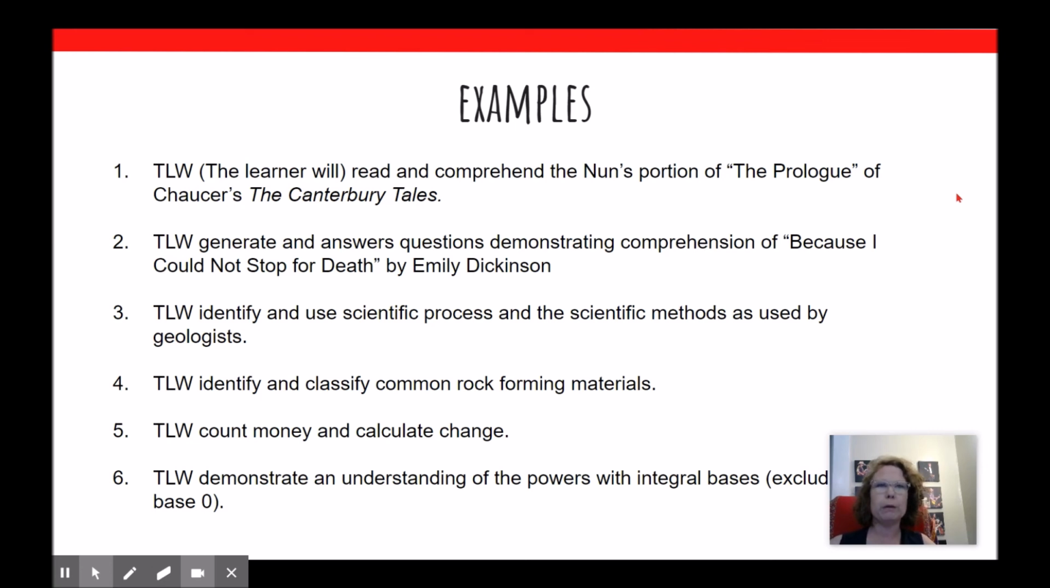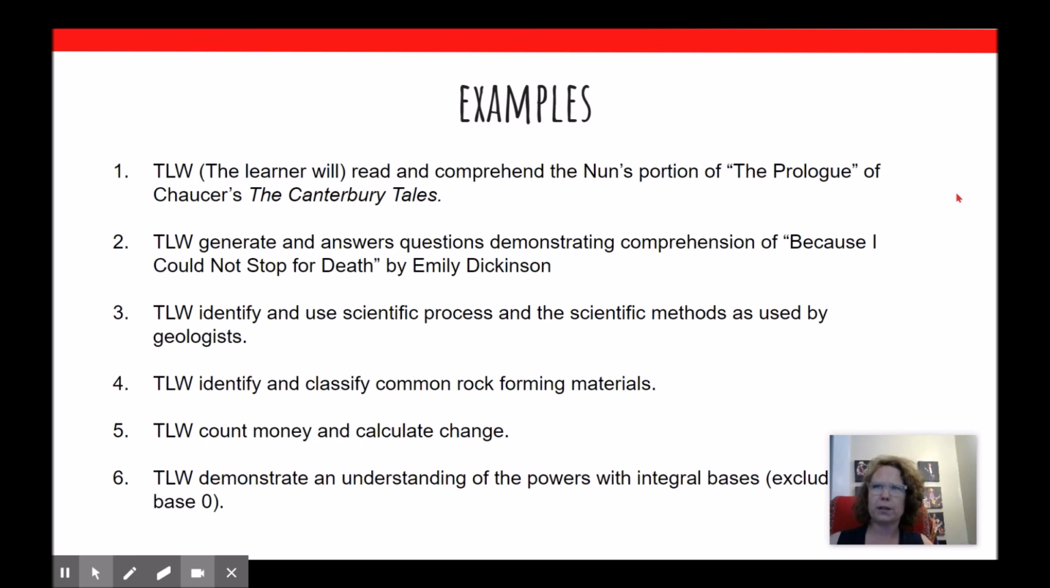The learner will identify and use scientific processes and the scientific method as used by geologists. So you can actually give your students a lesson where they have to use the scientific process and the scientific methods and work through a problem that a geologist would work through concerning rocks or other formations like that. Number 5 is a simple one for very young kids. The learner will count money and calculate change. You can easily assess that.